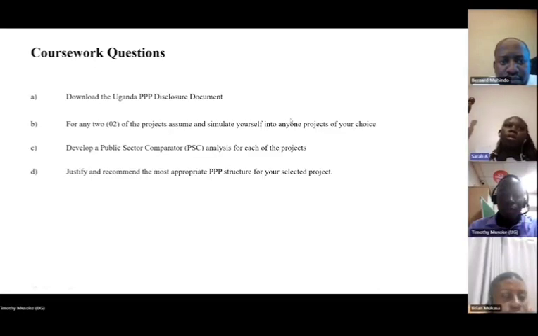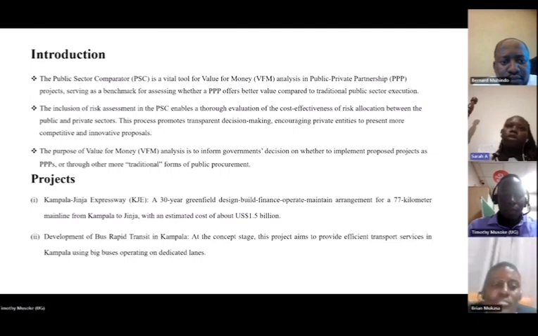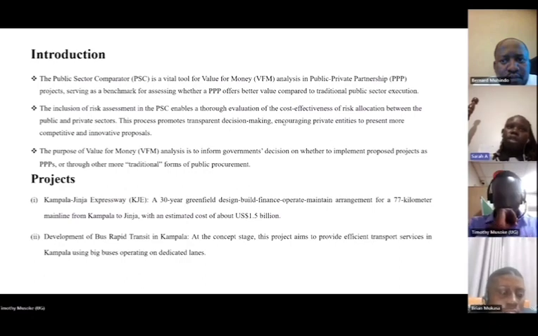Public sector comparator, which is a vital tool for value for money analysis in PPP, serving as a benchmark for assessing whether a PPP offers better value compared to traditional procurement. It involves thorough evaluation of the cost effectiveness of risk allocation between the two sectors, which promotes transparent decision making.